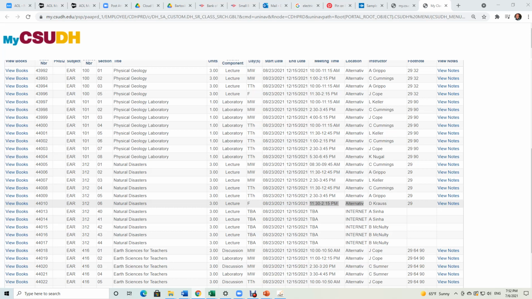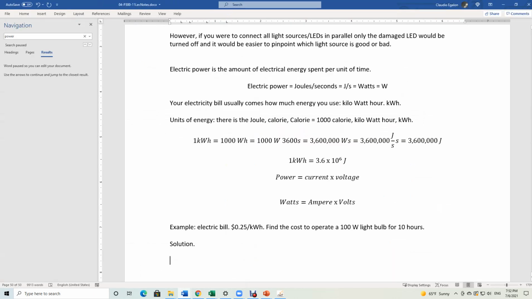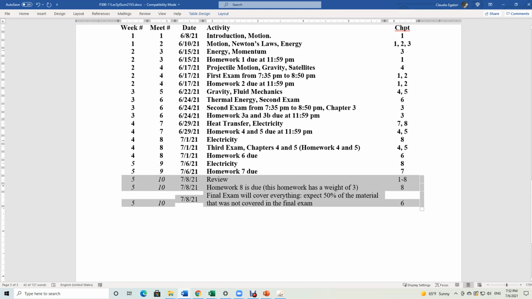Okay. And then another one of my questions, you mentioned that half of the exam is going to be on material we didn't cover. But how are we supposed to know what we didn't cover? Well, it's in the previous exams, right? Let's take a look here. Maybe I put that in the syllabus, right? Here you go.